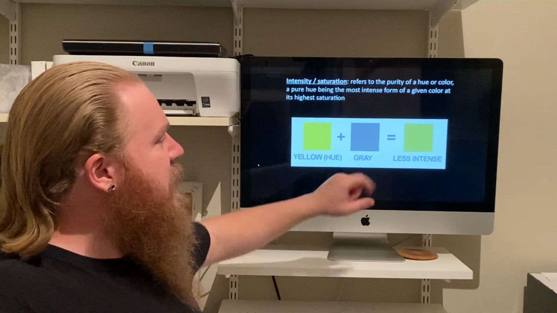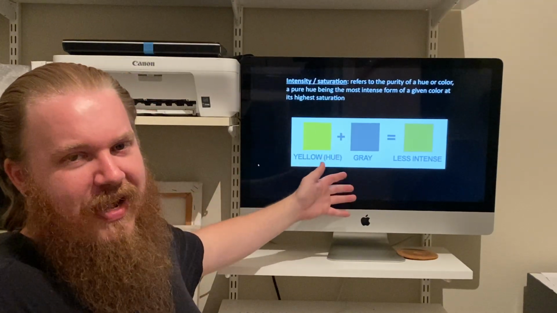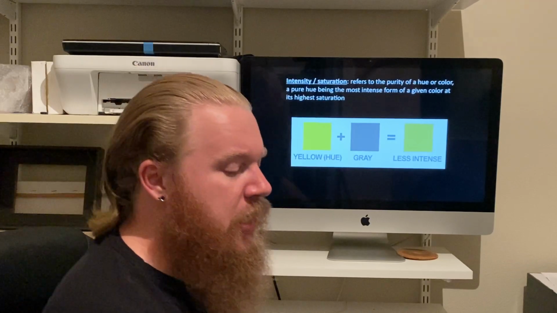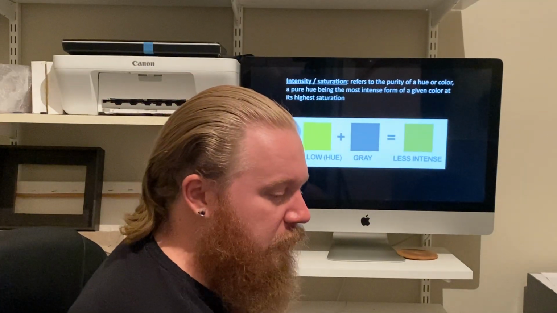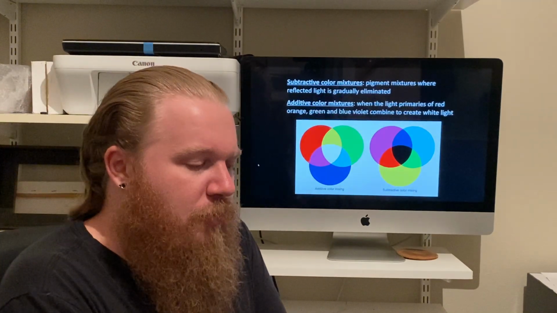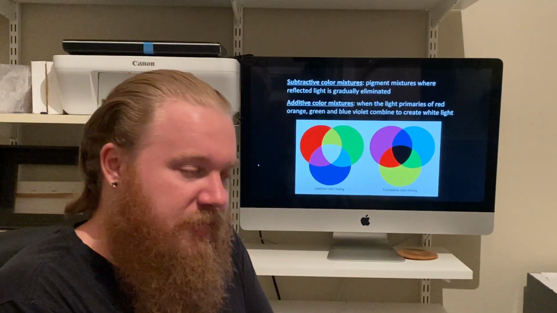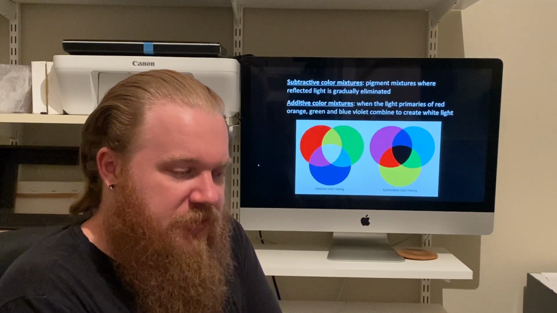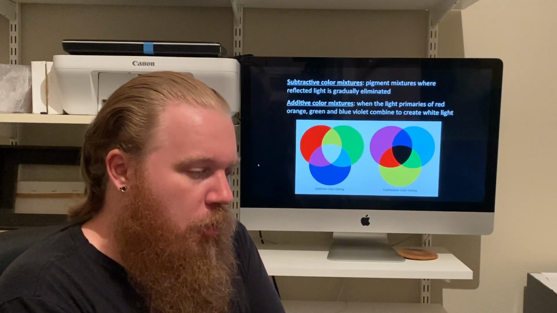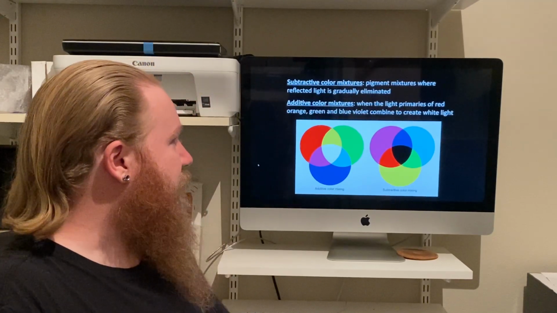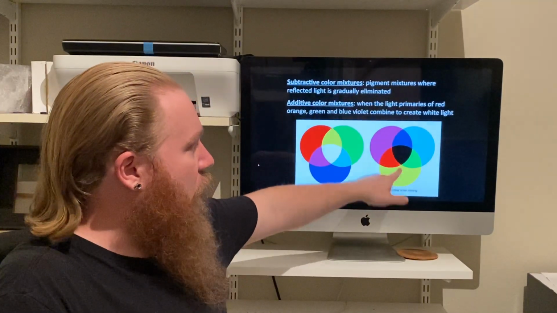So once again, depending on how we tint, tone, or shade, we can dramatically alter the intensity or saturation of a pure hue or color. Now, aside from that, we can also do a variety of different color mixes. So the first would be a subtractive color mixture, and this is when pigment mixtures where reflective light is gradually eliminated. So here we can see subtractive color on the right.